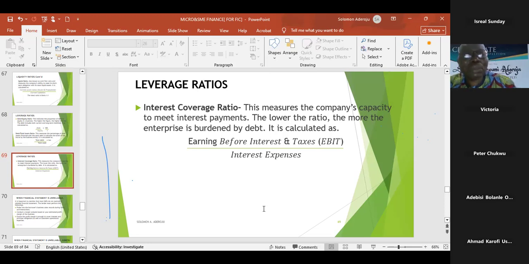So anytime you have interest coverage ratio, it is in times. It's not in percentage, it's not in ratio, but times. So assuming the earnings before interest and tax is 400 million, and the interest you want to pay at the end of the year is just 100, that means you can pay the interest expense 4 times.